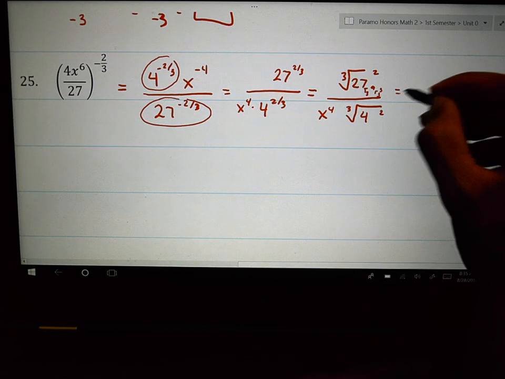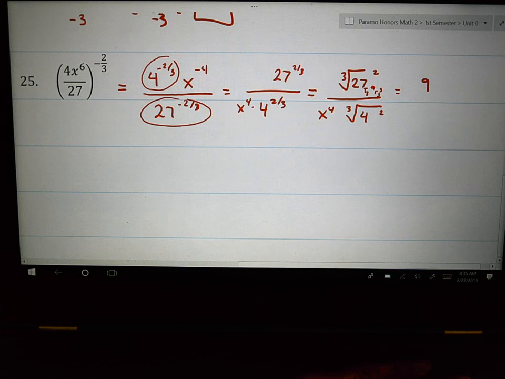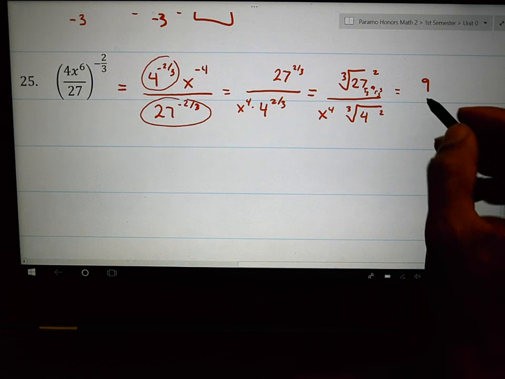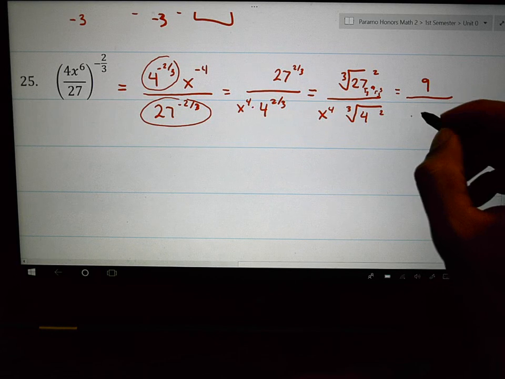For those of you who were jumping ahead, that's fine. I did hear a bunch of 9s, but maybe you were jumping ahead. I'm going to give you the benefit of the doubt.